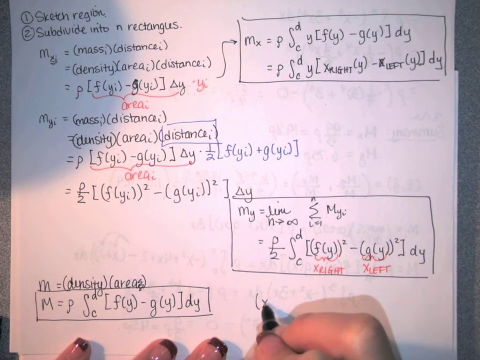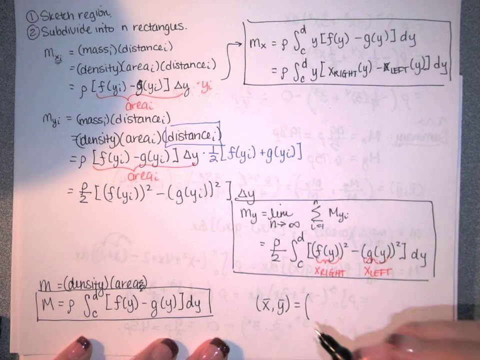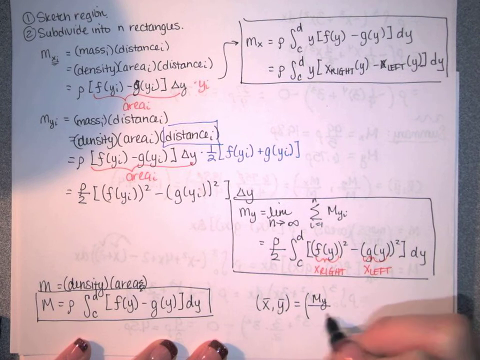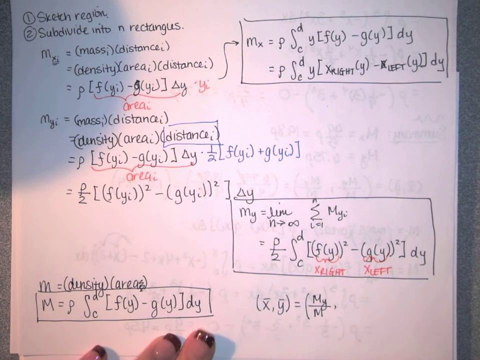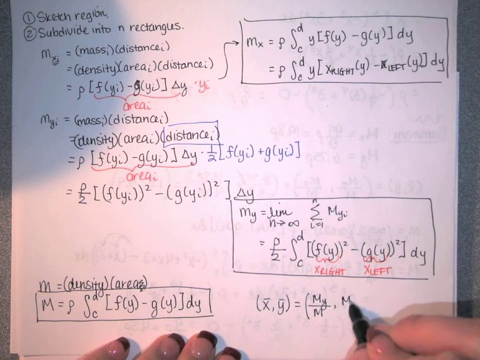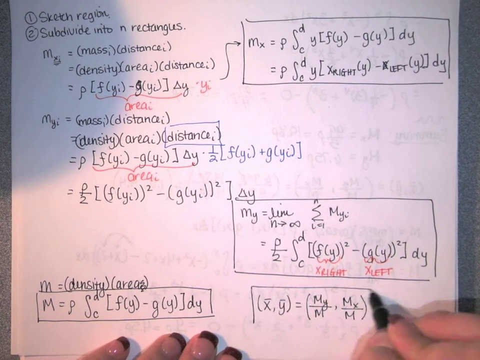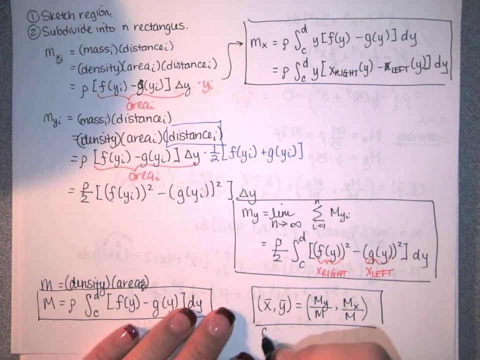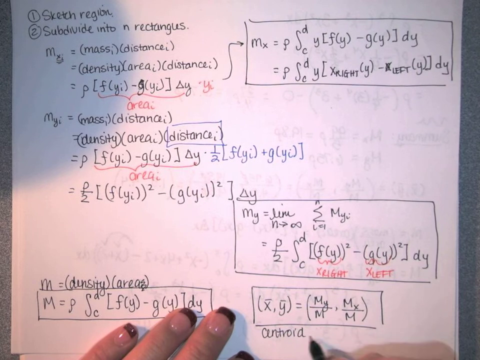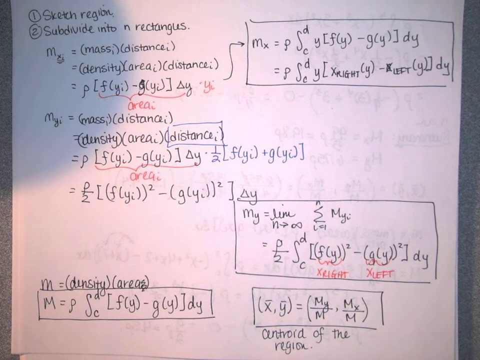Then we can define the center of mass this way. You take, it's the opposite of what you would think, the moment about the y-axis, and you divide by the mass to get the x bar, the x coordinate of our center of mass. And for y bar, you take the moment about the x-axis and divide by the mass to get the center of mass. And if you have a constant density, and we're assuming that we do, this is also called the centroid of the region. Okay, so those are our formulas.